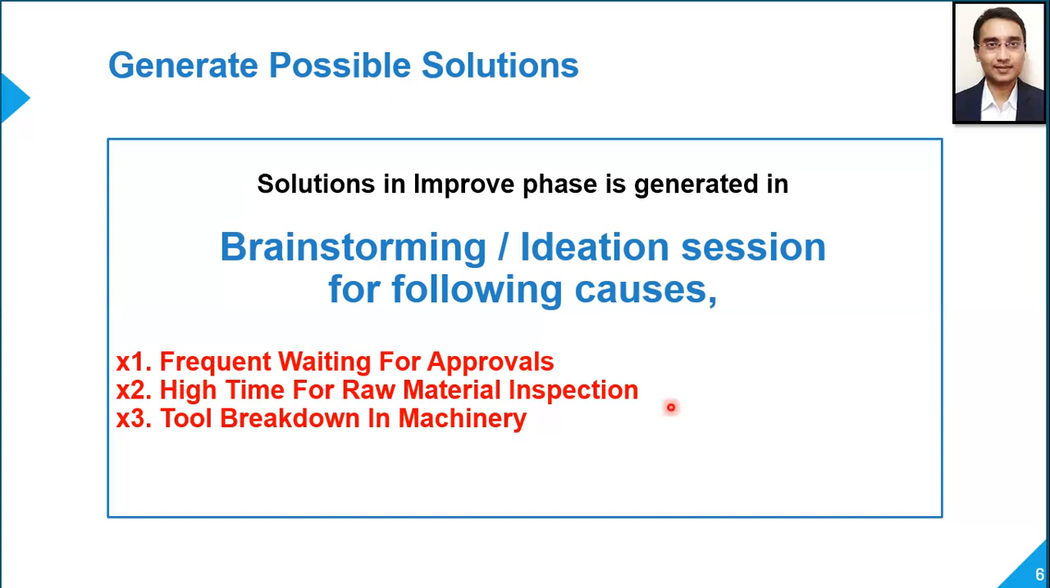And in our current project of PT non-compliance, we are going to do it for three of these causes: frequent waiting for approvals, high time for raw material inspections, and tool breakdown in machinery. So once the team members, or for that matter participants, start sharing their views on a probable solution, you'll start jotting it down either on a white paper, or for that matter on a whiteboard. That's where you're going to list down the probable solutions. That's the very first step in the phase. So let's go to the next slide.